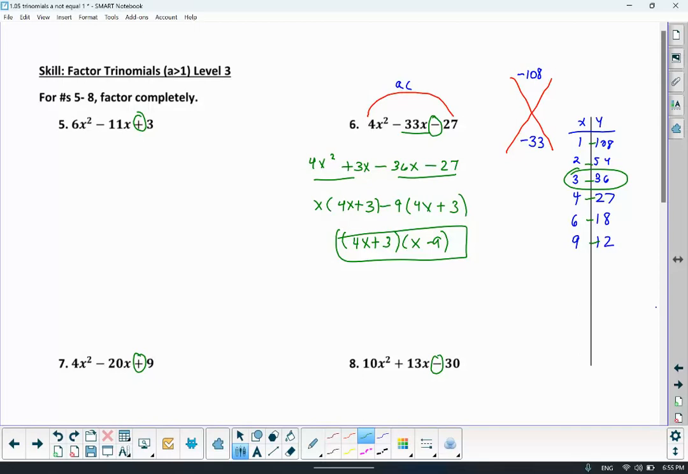So this process, that split the middle process, gives you the answer in a very systematic way, but it does take some time to do it, and hopefully you'll try both methods and find the one you like best.